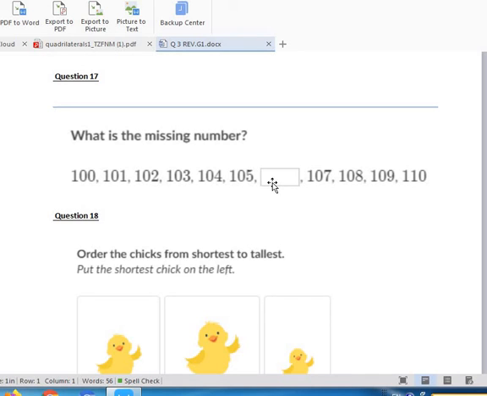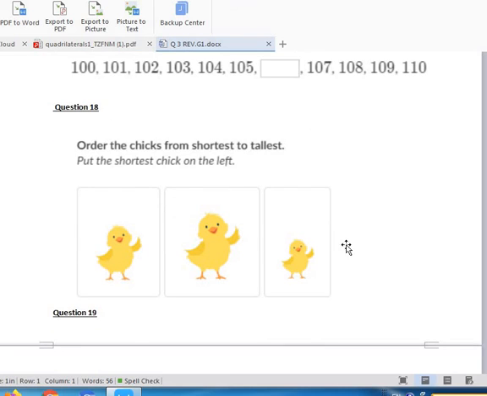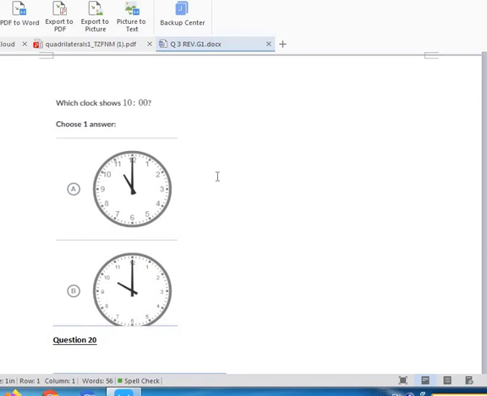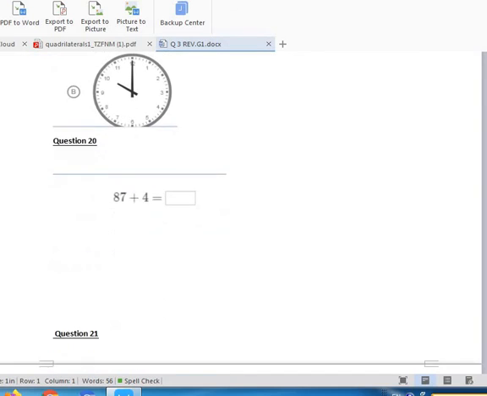So here, 106. Order the checks from the shortest to the tallest. This is the shortest one. Then this is shorter than this, and this is the tallest. So this is the first one, this is the second one, this is the third one, from the shortest to the tallest. And for the clock, which clock shows 10? It's here, this is 10 o'clock. This is an analog clock.